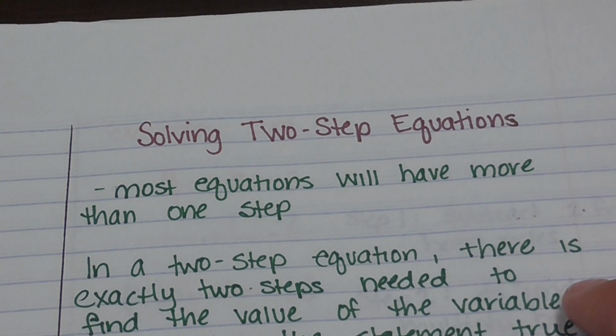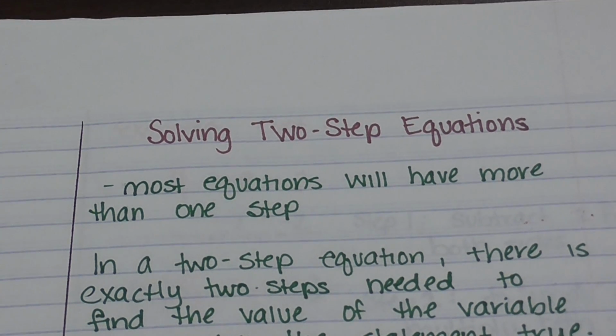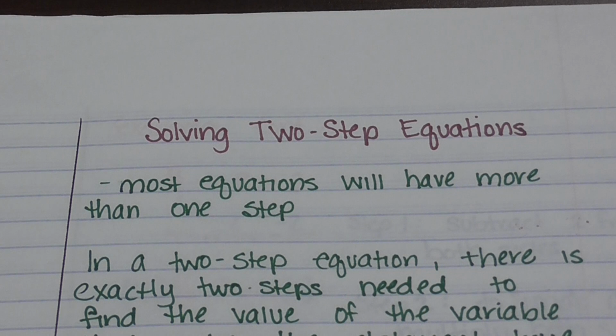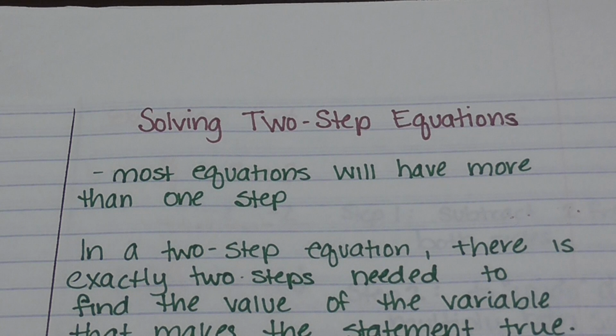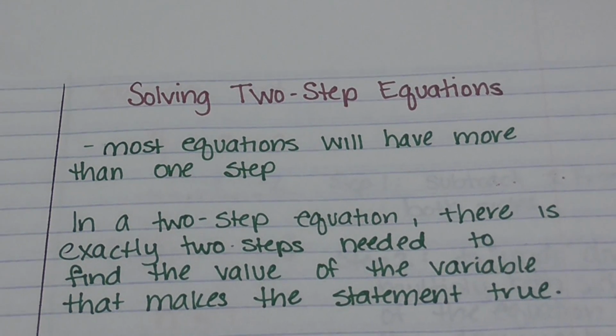So the next thing we're going to talk about is solving two-step equations. Most equations are going to have more than one step. We're going to practice the one step to get comfortable with doing one, but over time you're going to be working more and more with equations that have more than one step. So in a two-step equation, there are 2 steps that are needed to find the value of the variable that makes the statement true. We can do it one step at a time.